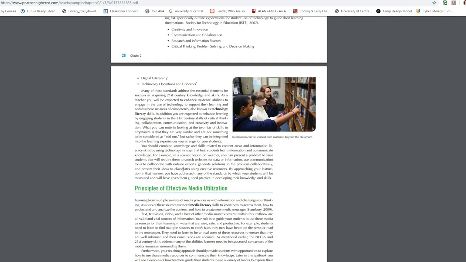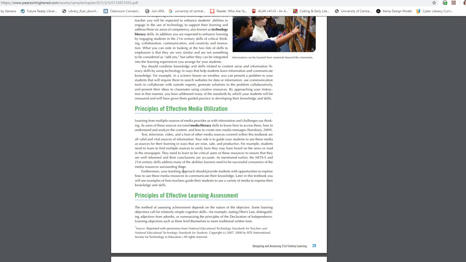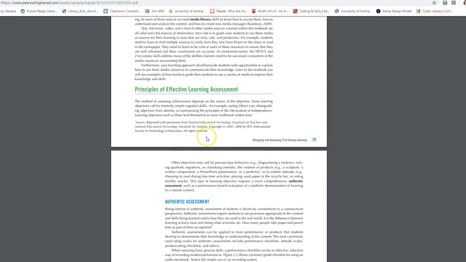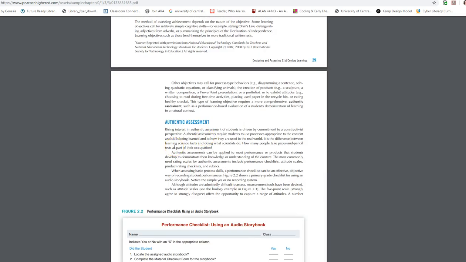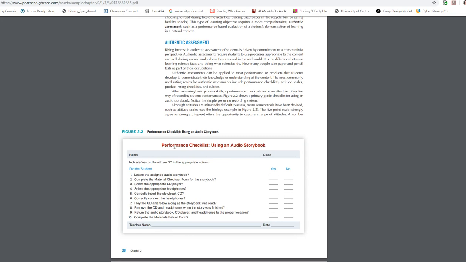And as you scroll down through or read through the rest of your text, you do want to look at the principles of effective media utilization to make sure that you are meeting the media literacy needs of your students: the text, the audio, the visual, all of the different media that they will come in contact with. And we also need to be looking at effective assessments, those authentic assessments that really help the student know whether or not they have met whatever learning standards you were trying to get them to accomplish.